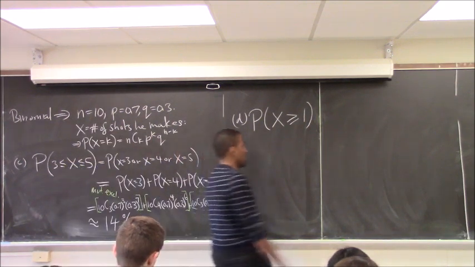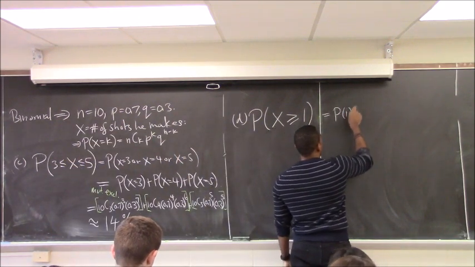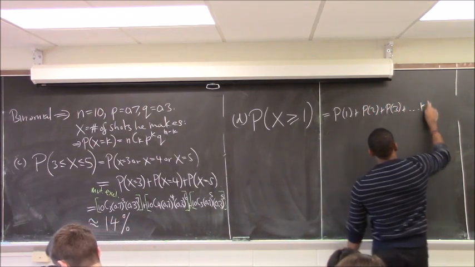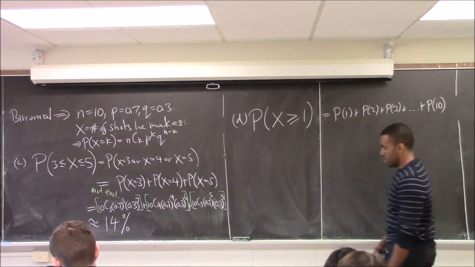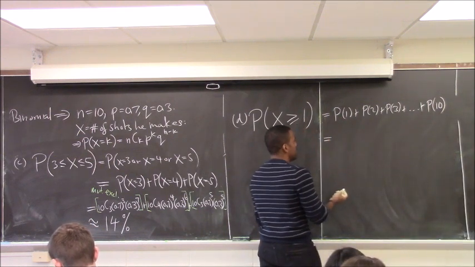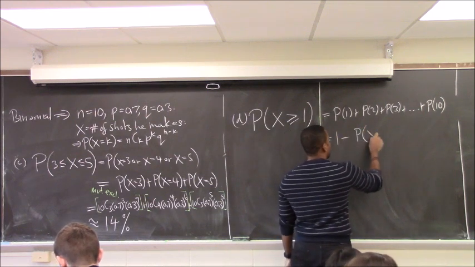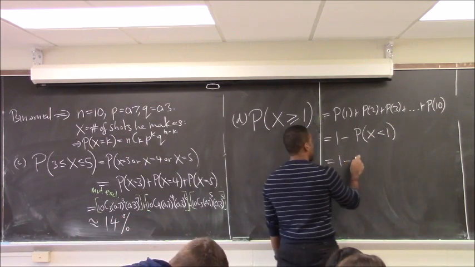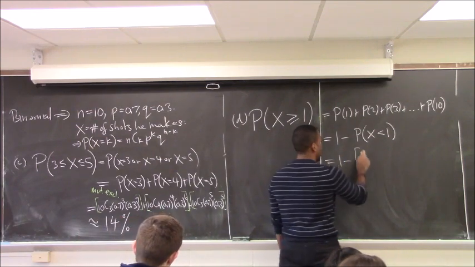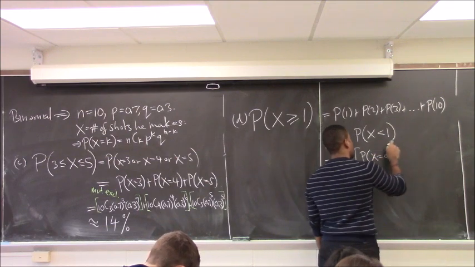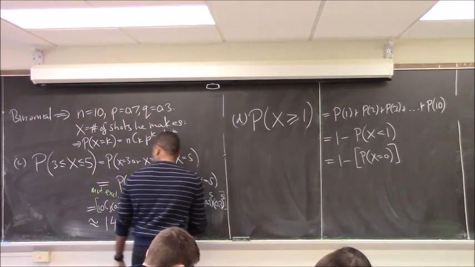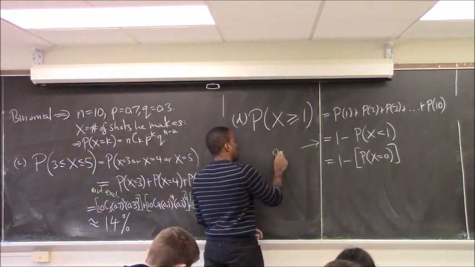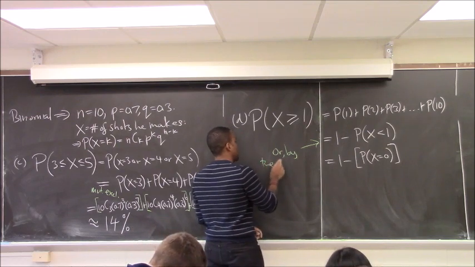Well, technically, this is going to be P of 1 plus P of 2 plus P of 3 plus up to P of 10. Or just realize that this is 1 minus the complement, the probability that it's less than 1. Which is 1 minus, well, there's only one way to be less than 1. He has to actually make 0. So you can use the complement probability.